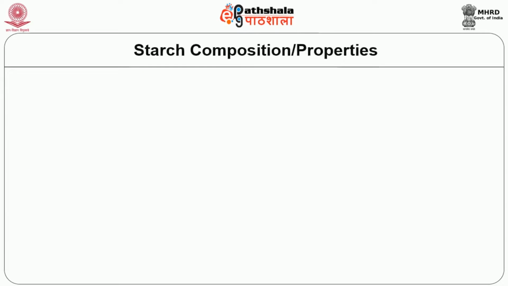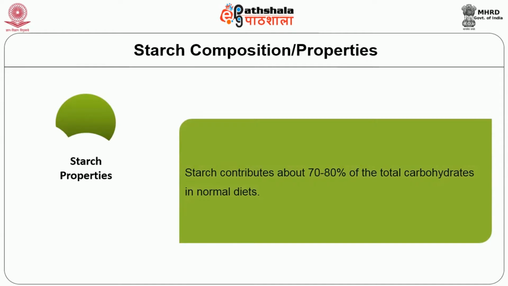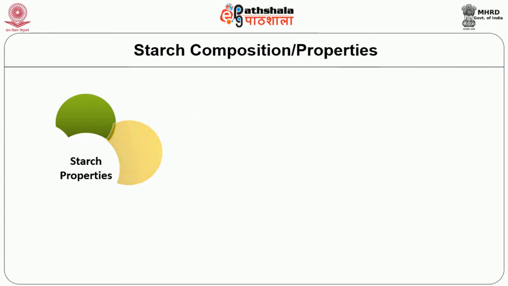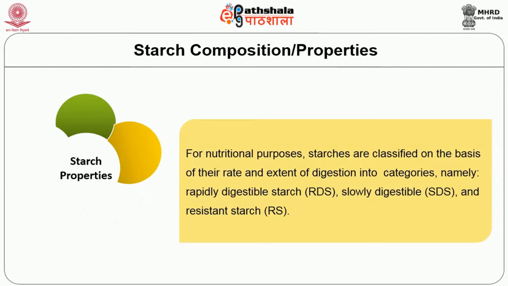The second factor is starch composition. Starch contributes about 70 to 80% of the total carbohydrates in normal diets. For nutritional purposes, starches are classified on the basis of their rate and extent of digestion into categories, namely rapidly digestible starch, slowly digestible starch and resistant starch.